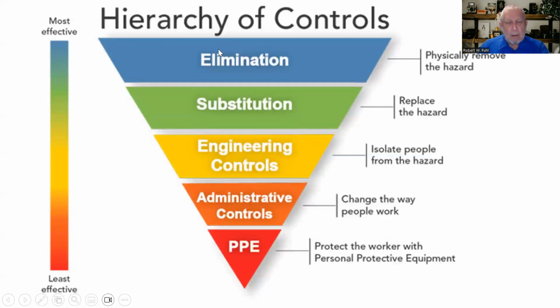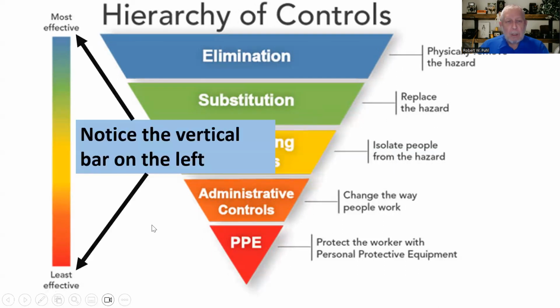All right. You have elimination, which means physically remove the hazard. Substitution, replace the hazard. Engineering controls, isolate people from the hazard. Administrative controls, change the way people work. And finally, PPE, protect the worker with personal protective equipment. Notice the vertical bar on the left. It says most effective to least effective, and it's color-coded to correspond with the classifications there.